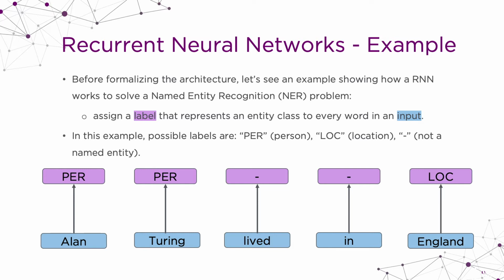If I run over this example, you see the input, which is Alan Turing lived in England. And the output is going to be this: person. So the first two words, they are a person, so I will attach these labels. The words lived in, they are not an entity, so you see I use the dash label. And the last word is a location, so I will use the loc label. So here you just see the problem, but now let's see how to use RNN to solve this problem.